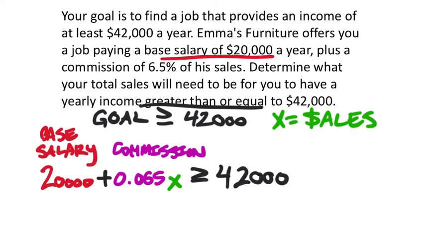All right, so you just take the percent, you multiply it by the amount of sales, boom, you get your commissions. And then you add that to the base salary, and then you get however much you would make in the year. So this is the inequality, by the way.